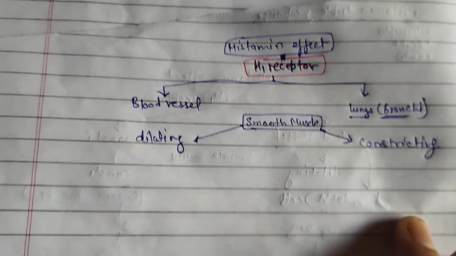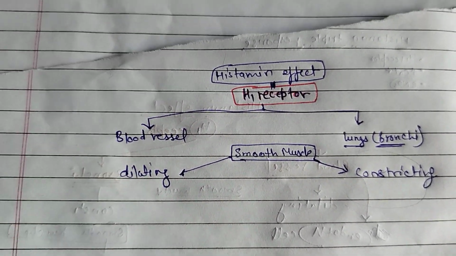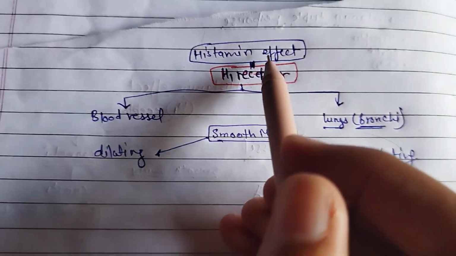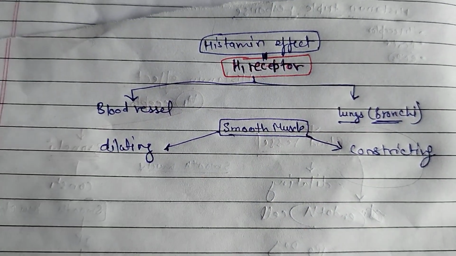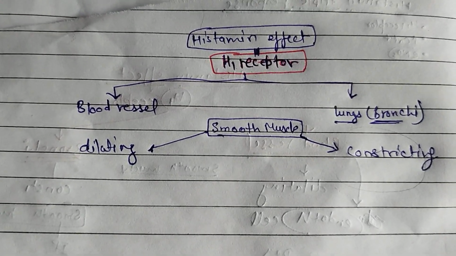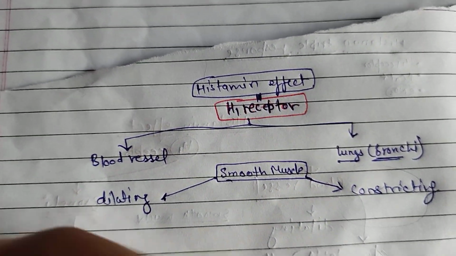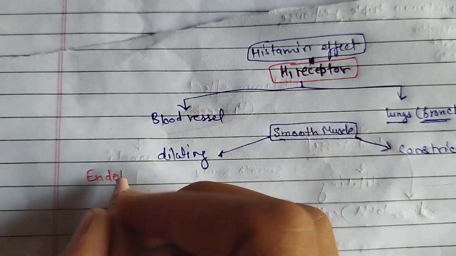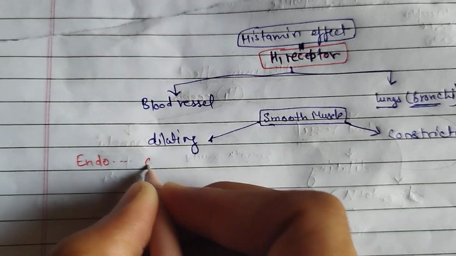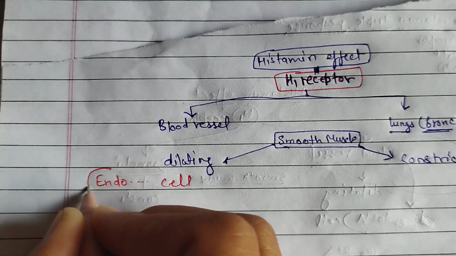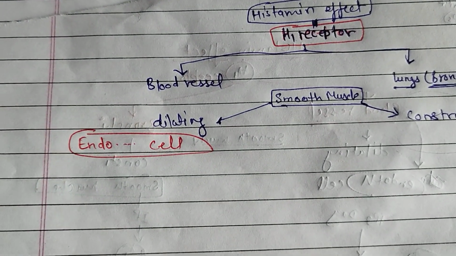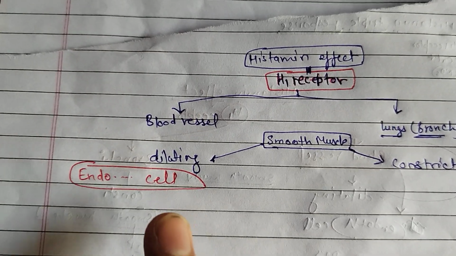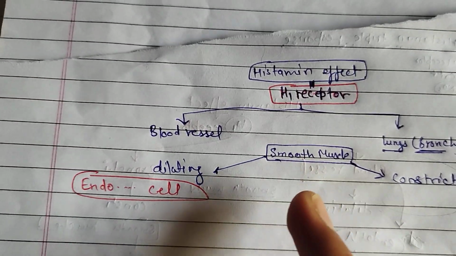In blood vessels there are endothelial cells, and there is smooth muscle. The H1 receptor is not directly present on smooth muscle. It is present on the endothelial cells of blood vessels, and not present on the smooth muscle. But it still gives its effect.